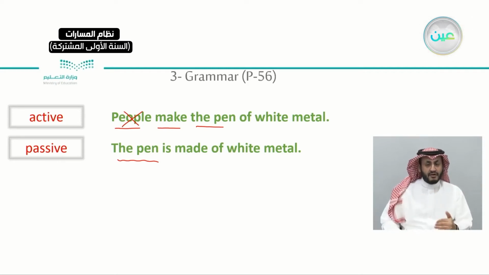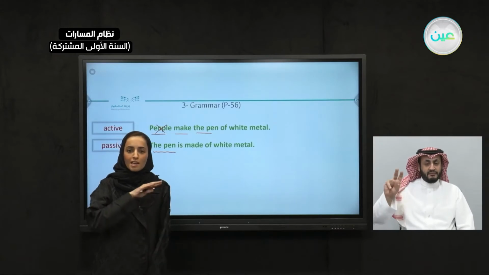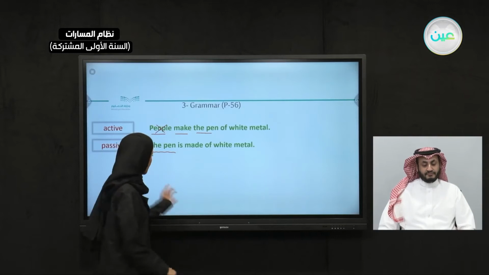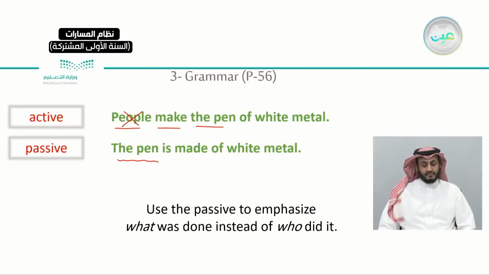What do we mean by passive? Passive, you focus on the action and the object. The one who did the action or the subject is not important. So, we use the passive to emphasize what was done instead of who. You don't mention who did the action. I don't want to mention this person. I don't know who did the action.